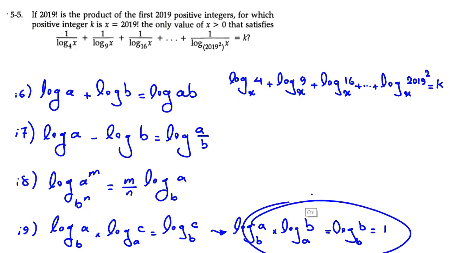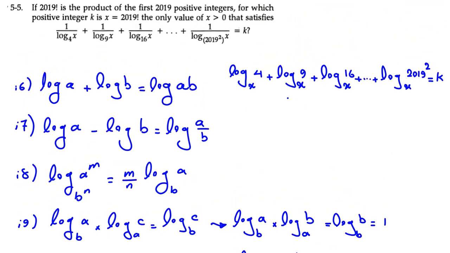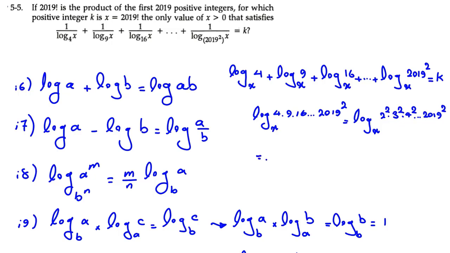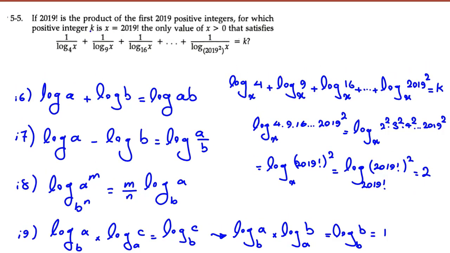And then, because we have a summation, we use this rule. So it will be log base x of 4 times 9 times 16 times up to 2019 squared, which is log base x of 2 squared times 3 squared times 4 squared times up to 2019 squared, which is log base x of 2019 factorial squared. And x is what? x is 2019 factorial. So log base 2019 factorial of 2019 factorial squared is the number that if you raise 2019 factorial to that power, it will be 2019 factorial squared, so it will be 2. And then it asks for which positive integer k this is the only value of x that satisfies this. So k should be 2.